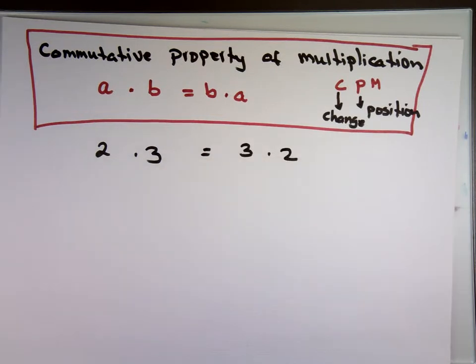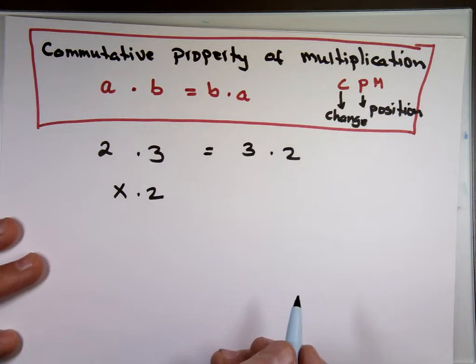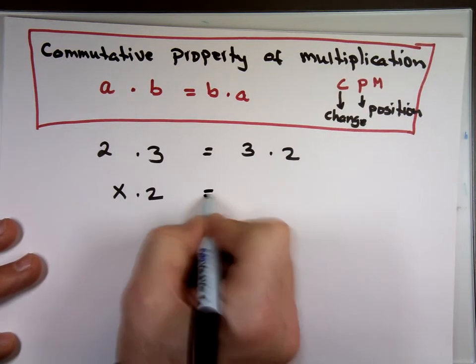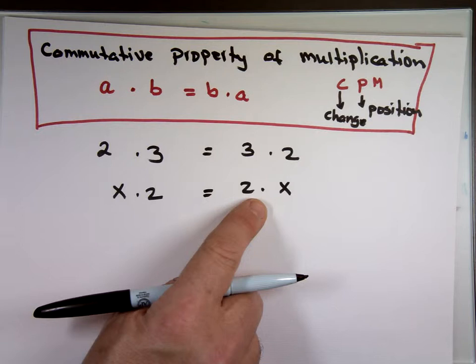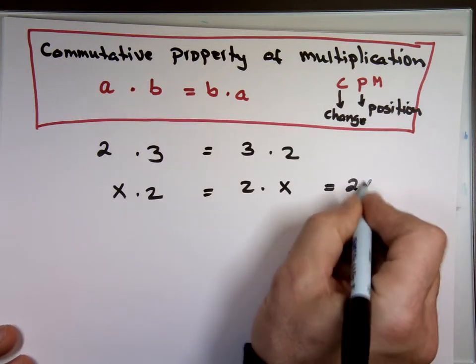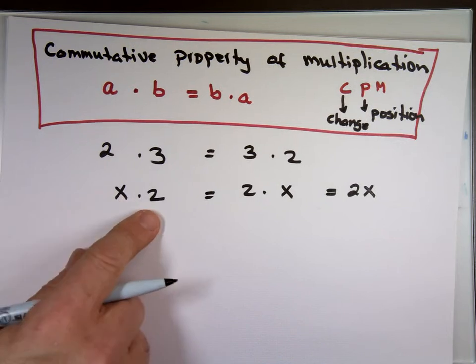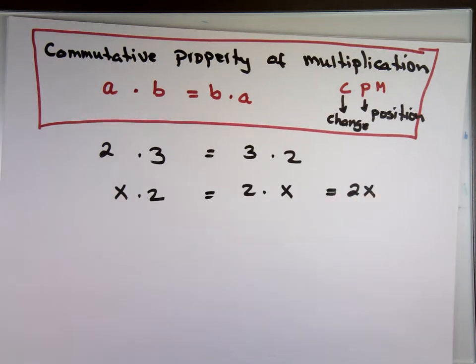Where this comes in handy is when we start dealing with variables. We go, what's x times 2? I go, well, let's write that 2 times x. And if you write that 2 times x, we usually drop the dot in between them and write that as what? 2x. So you'll see me take x times 2 and make it just 2x. If there is no operation between them, it's always assumed to be multiplication. Always.